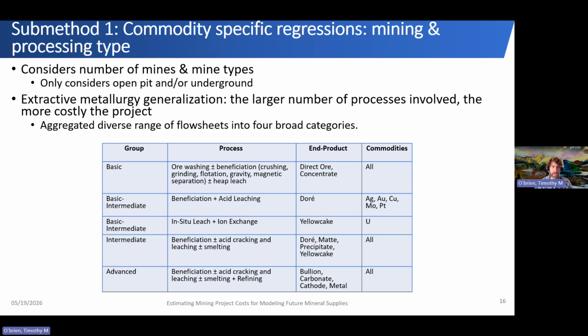In addition to the mining type, we're also looking at the extractive metallurgy. If we have any hydro or pyrometallurgists on this call, you know that there are numerous different kinds of processing flow sheets. To account for that, I aggregated everything into four broad categories, going from basic, which does ore washing, beneficiation, or heap leach, to advanced, which is doing some kind of refining to a highly pure metal.